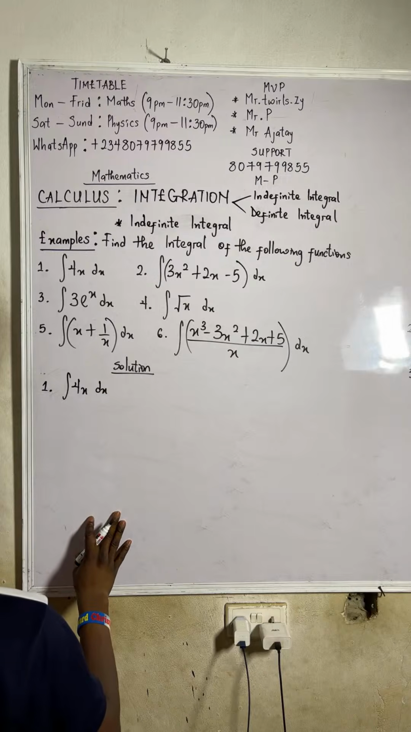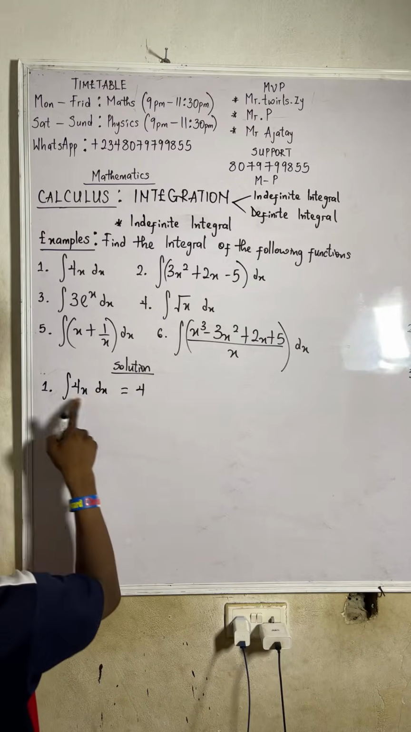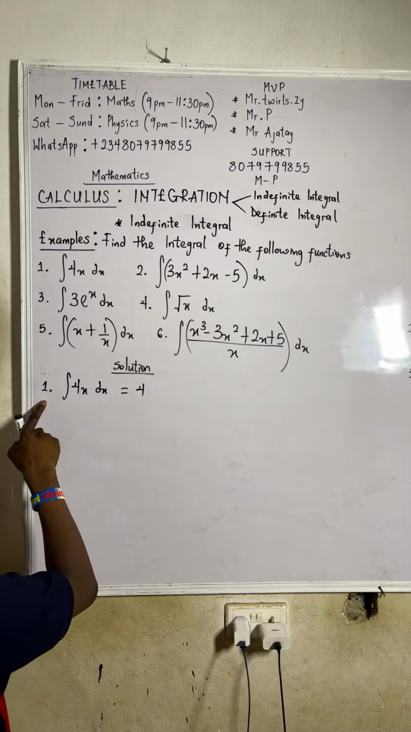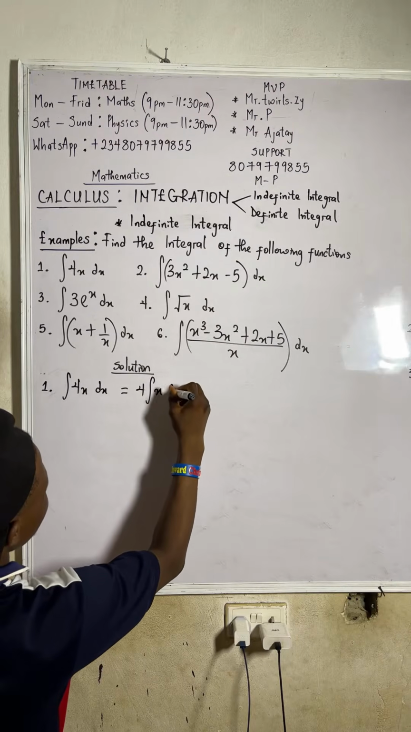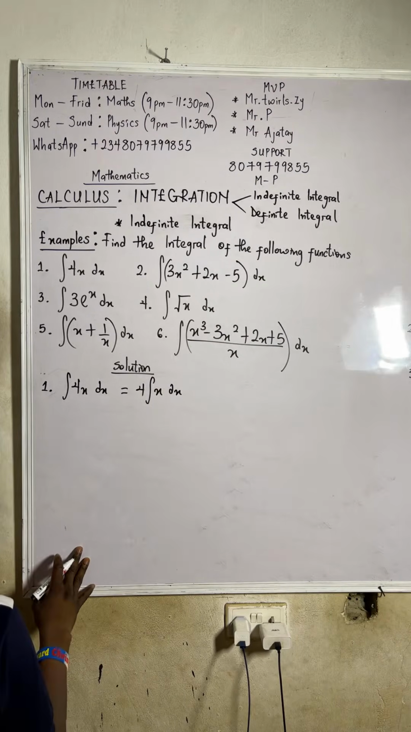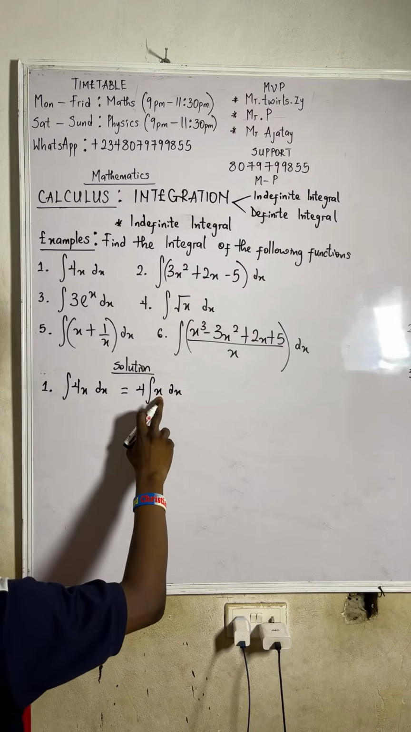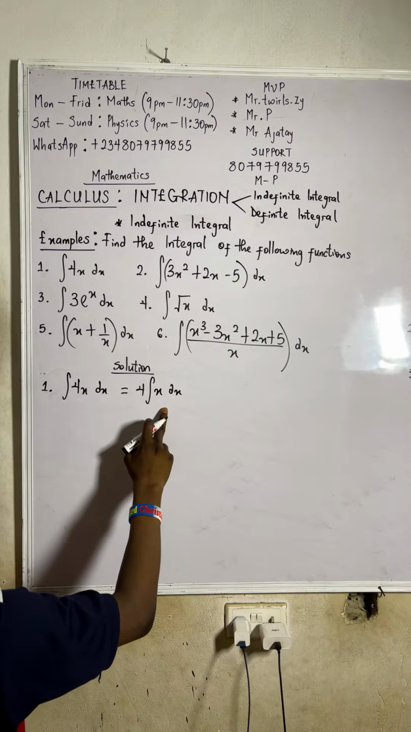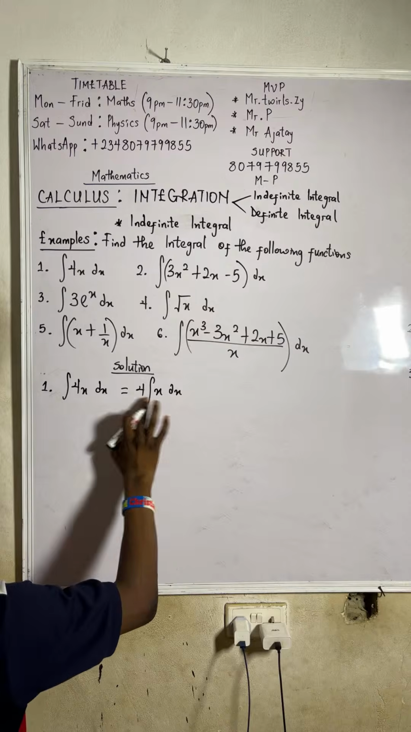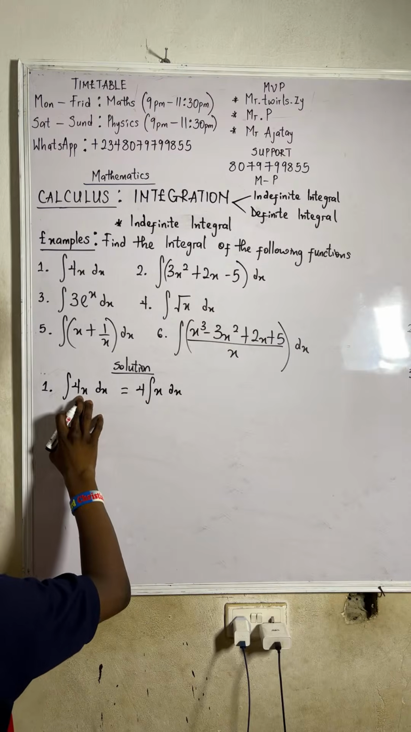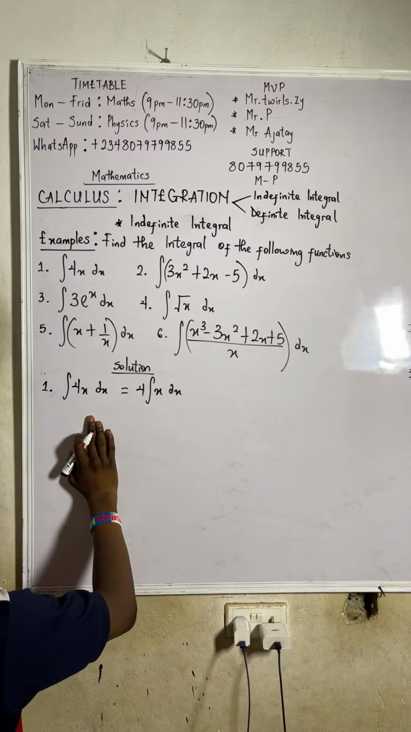Alright. So what will happen? I can bring my 4 outside. Then I will have the integral of x with respect to dx. It means anything that is not x is a constant, so you bring it outside. So 4 times x will still go back to 4x. But since I'm integrating with respect to x, anything apart from x is a constant.